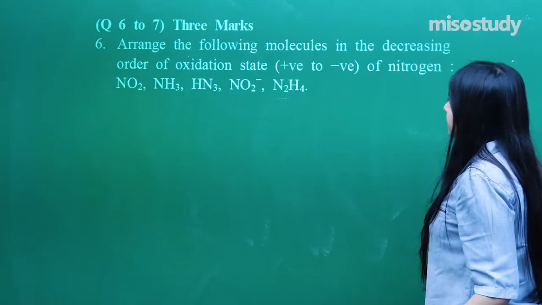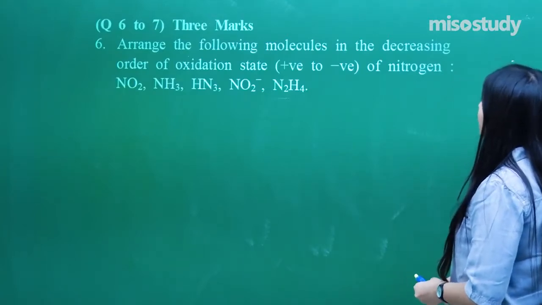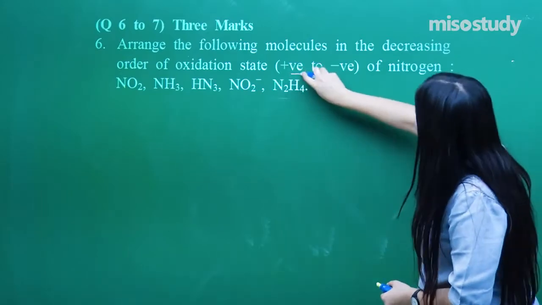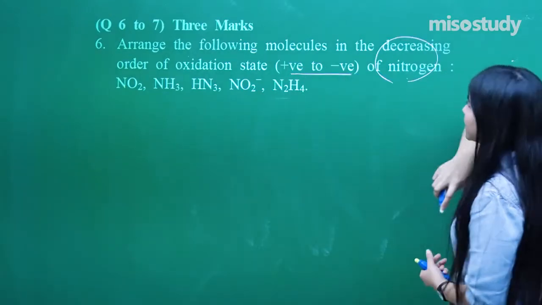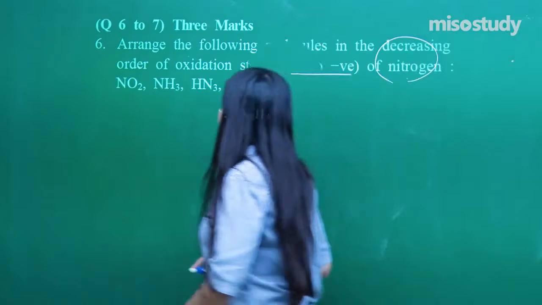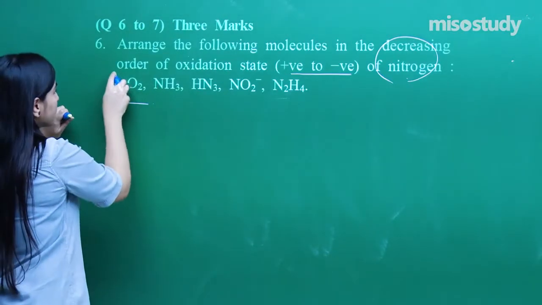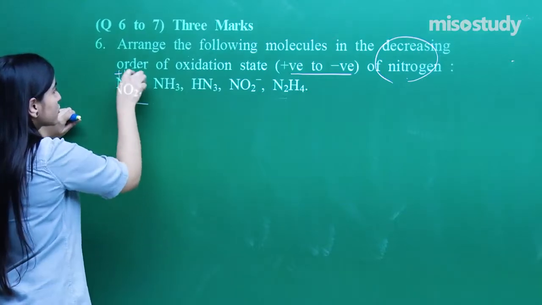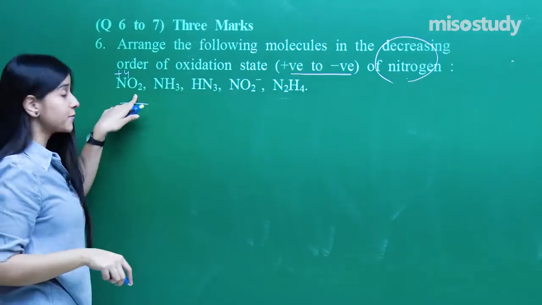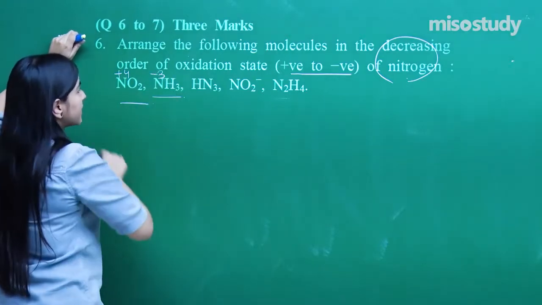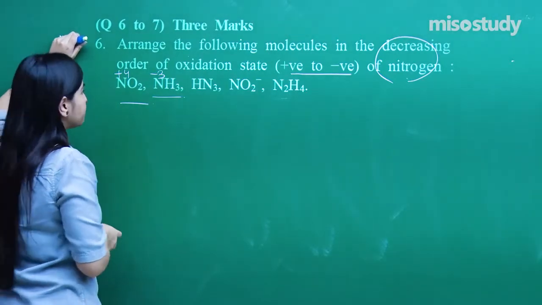Question number 6. Arrange the following molecules in decreasing order of oxidation states. So I need to go from positive to negative, for nitrogen. See here, nitrogen dioxide, it's easy. It comes out to be +4, because the oxides together will be -2 each. We have already found this one, -3 it is going to be, right?